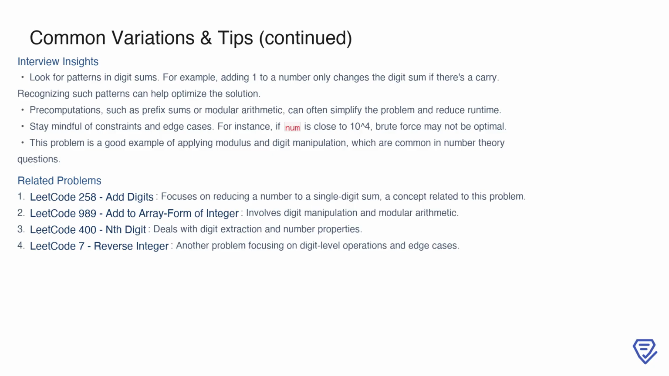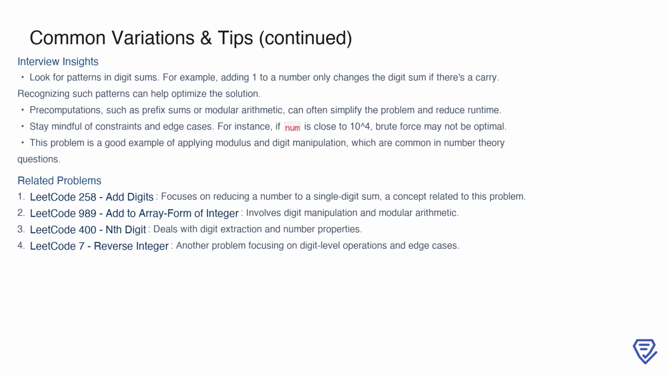Now, let's consider some key insights that are particularly useful in an interview setting. Recognizing patterns in digit sums can be a game changer. For instance, adding 1 to a number only affects the digit sum if there's a carry, and understanding such patterns can lead to significant optimizations. Additionally, precomputations, like prefix sums or modular arithmetic, can simplify the logic and reduce runtime complexity. It's also critical to stay aware of constraints and edge cases. For example, if the value of number is close to 10,000, a brute force solution might become impractical, and optimization techniques would be necessary. This problem also provides a great opportunity to apply modulus and digit manipulation concepts, which are frequently encountered in number theory problems.